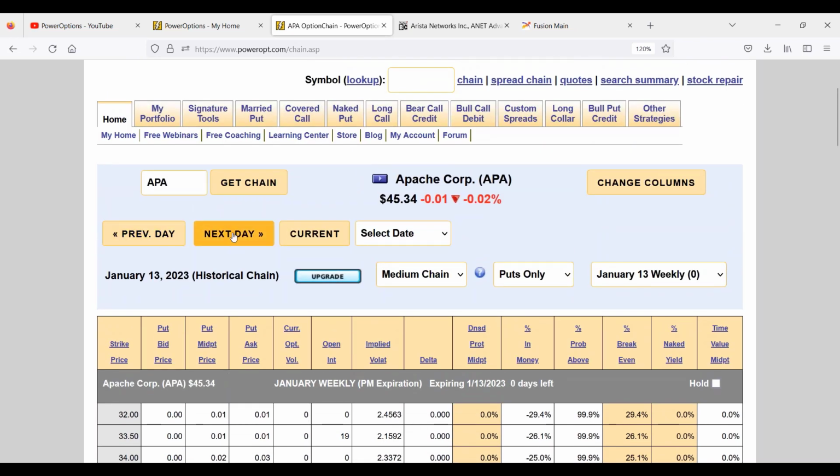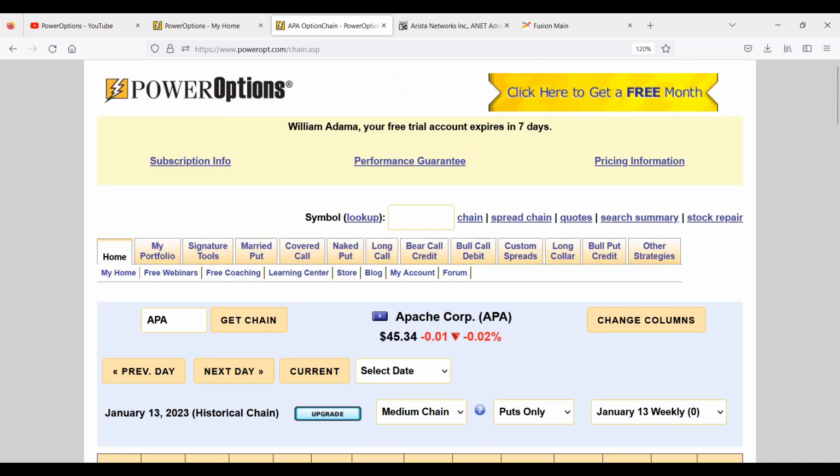Okay. So the chain will just allow you to do that. You can go previous day, next day, scroll day by day if you want to. The main use, of course, is going to be inside the tools and strategies itself. So let's go to Bull Put Credit real quick.